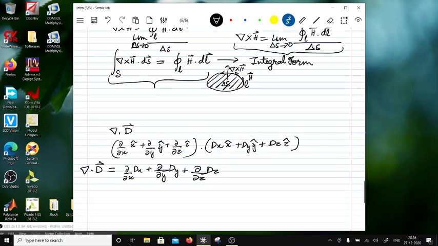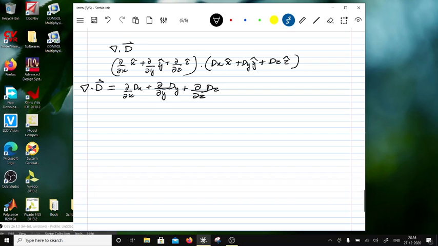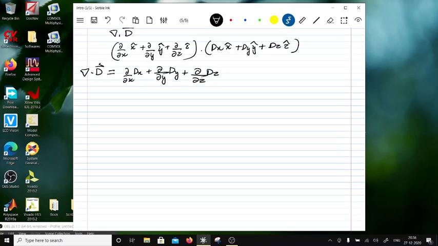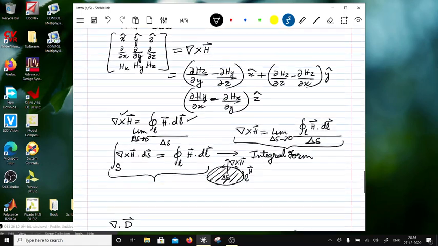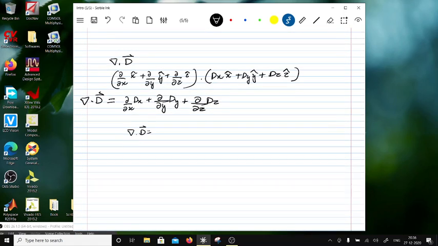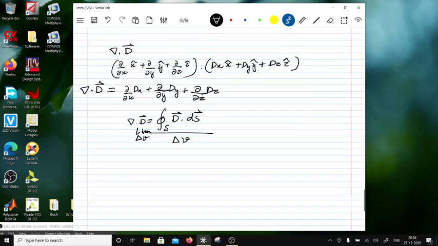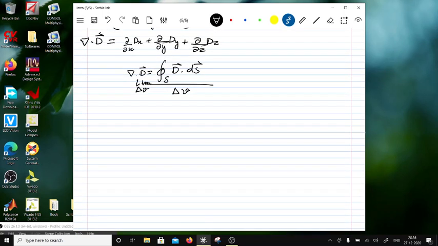Now what does this divergence mean? It will be defined the same way. Divergence of D would be represented as the surface integral of D dot dS over a completely enclosed surface, divided by the volume enclosed by this surface, in the limit as volume tends to 0. So V is not velocity, it's volume. This is called point form. The integral form would be the volume integral of divergence of D.